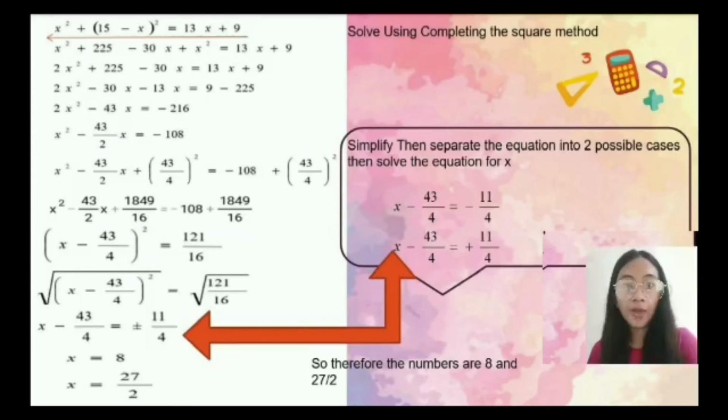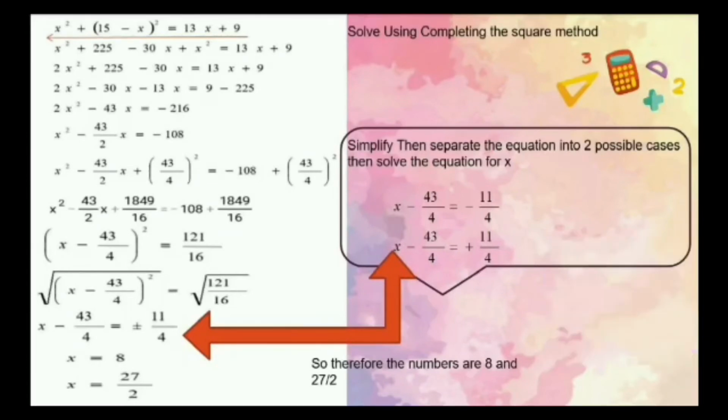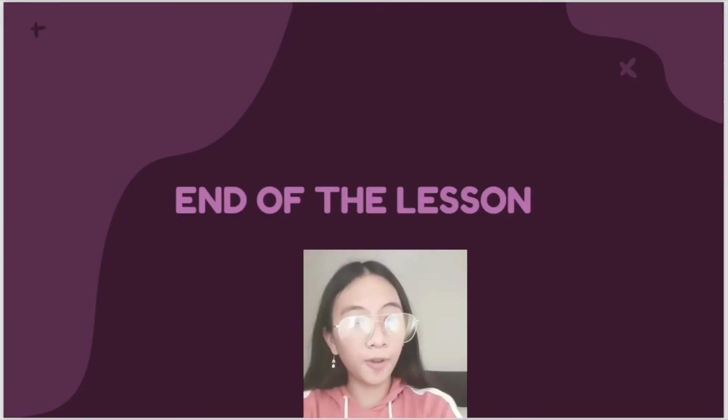1849 over 16. Then factor x squared minus 43 over 4 x as positive 1849 over 16. Take the square root of both sides of the equation and simplify, then separate the equation into two possible cases. In the negative side, we have 8, and then in the positive, we have 27 over 2. So therefore, the numbers are 8 and 27 over 2. That's all for this topic. Now let's proceed to the next one.